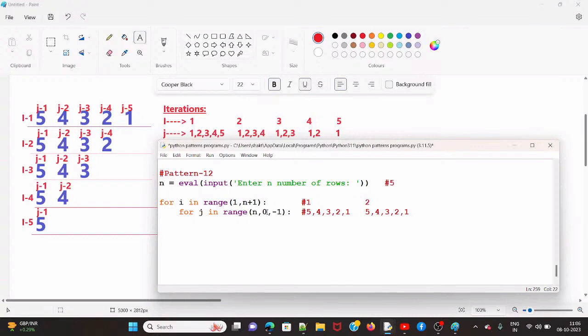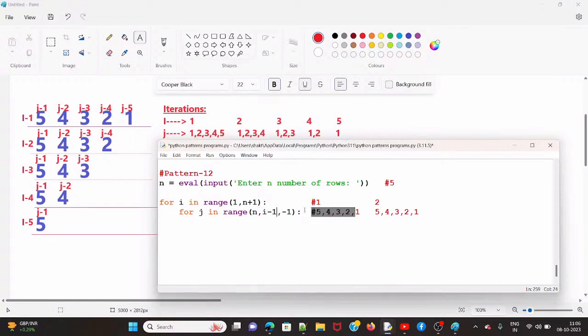Let's take, for example, the end value as i minus 1. Let us try in this way. So what is i now? First time i value is 1. So 1 minus 1 is 0. 0 before 1 now, so 5 to 1 will come. So first time success, guys.